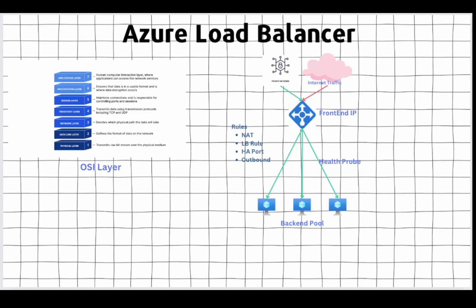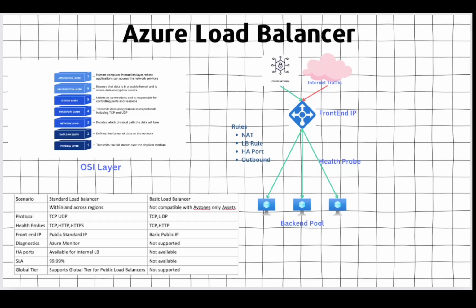There are certain rules which are used by the load balancer, like NAT rules, load balancing rules, HA ports, and outbound rules. And then there are health probes, which basically check, the load balancer makes a check on its backend pool if everything is fine or not. And as we saw, the traffic can come in from different sources like private or internet traffic.